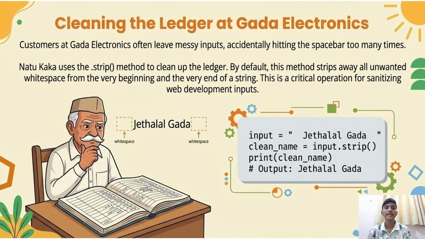Here's the example which is given. As we know, Notukaka uses the strip method to clean the ledgers. By default, this method strips away all unwanted white spaces, as I told you, from the very beginning and the very end of the string. This is a critical operation for sanitizing web development inputs.